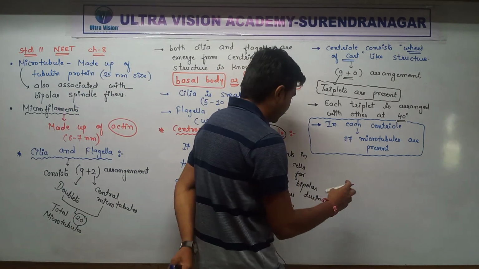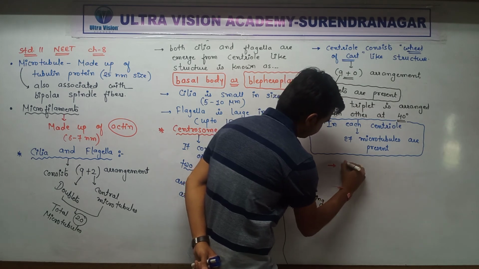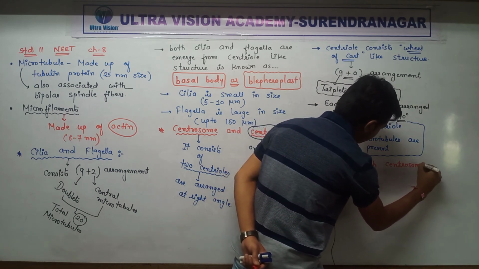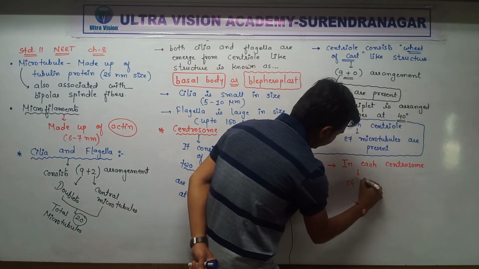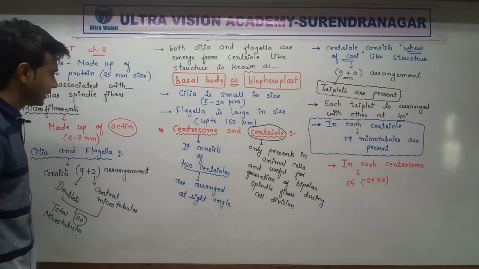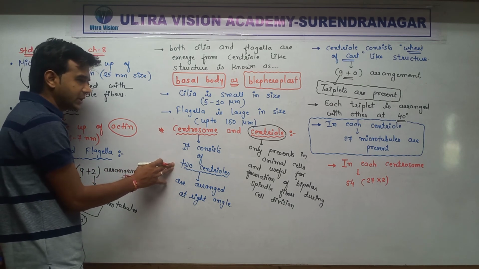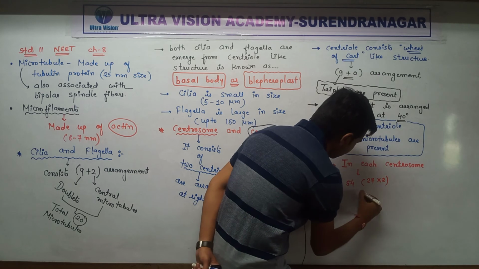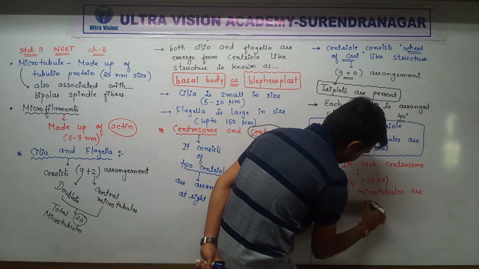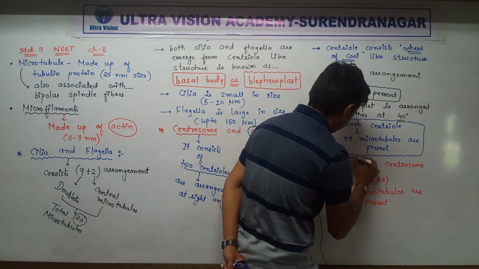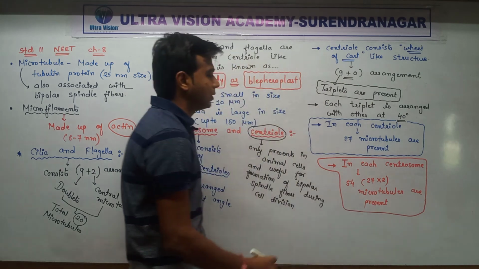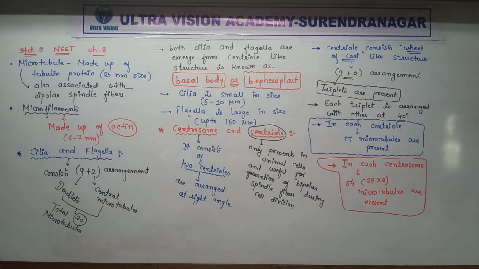So in each centrosome, 54 microtubules, I can write 27 multiplied by 2. Everybody understand here that each centrosome consists of two centrioles. That's why 27 multiplied by 2 microtubules are present. So only this much portion is important for the cilia as well as flagella.